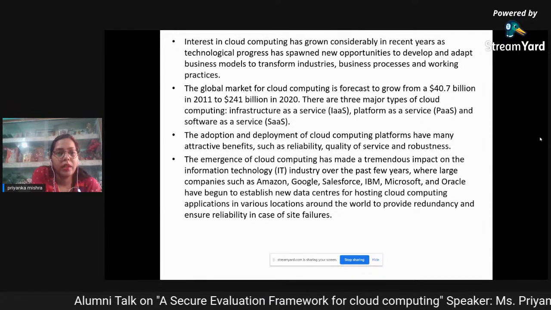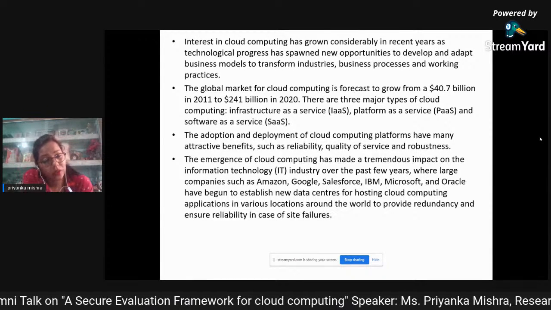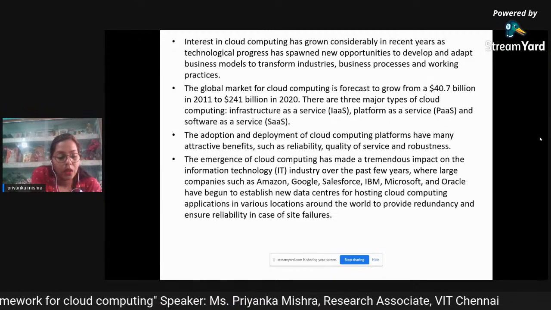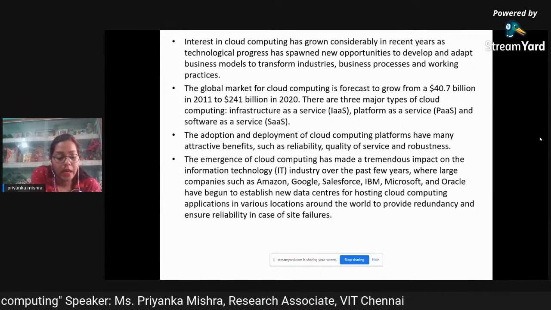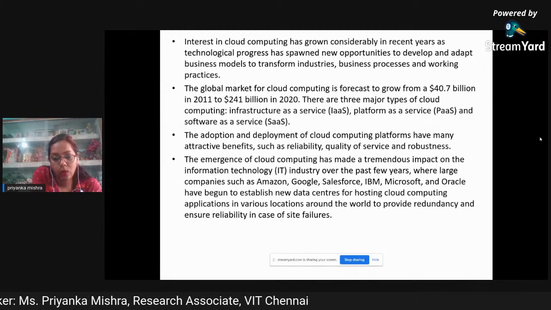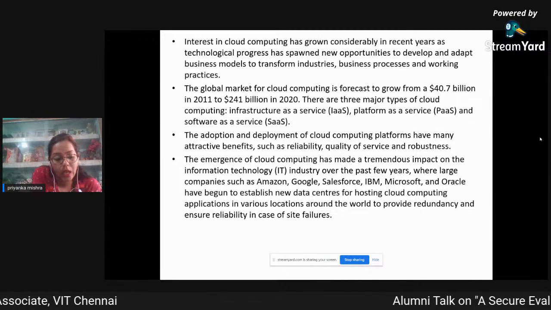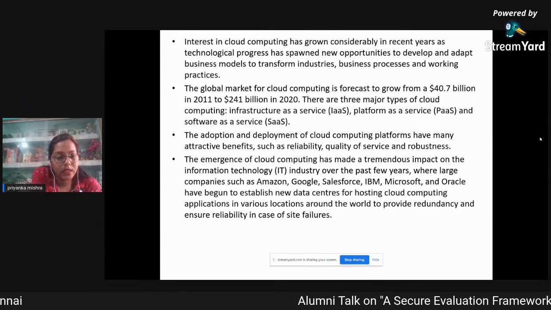So if there are many advantages of the cloud, there are also disadvantages. With all the speed, efficiency and innovation of the cloud, naturally it has some risks. The main risk is security. What is the security risk?